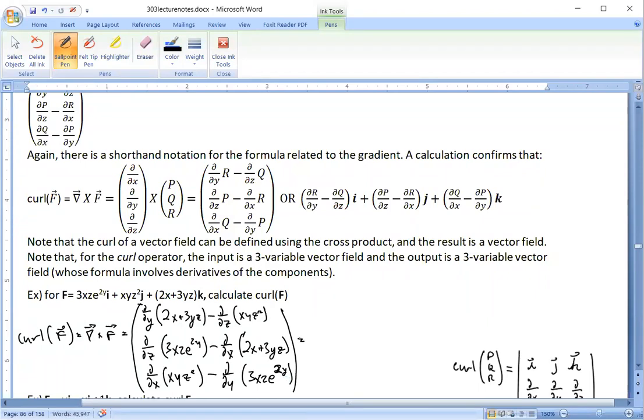And now just go ahead and calculate all the partials. That's going to be 3z minus 2xyz in the first component, and then 3x e to the 2y minus 2 for the second component, and then yz squared minus 6xz e to the 2y in the third component. So the curl of our vector field f is this vector field. Okay, so there is your curl calculation in a standard case.